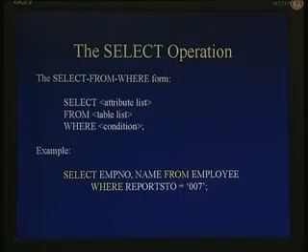The basic syntax of a select operation is shown in this slide here. It is very simple. It says select attribute list from table list where a given condition. There is an example which shows select emp number comma name, that is the list of attributes, from employee, which is the name of the table, where reports to equal to 007. Which essentially means: give me the employee numbers and names of all the employees who report to a manager whose employee number is 007.